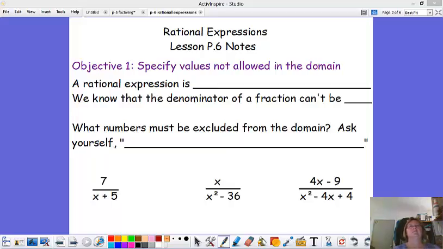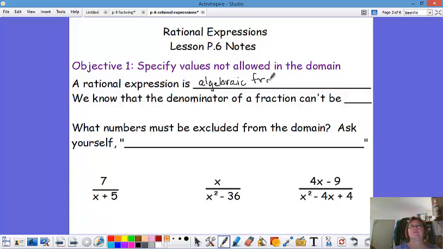Hi. Today's lesson is about rational expressions, and if you'll notice, the word ratio is in rational, and a ratio is a fraction. So a rational expression, a good way to define it is to call it an algebraic fraction, if you will. Algebraic fraction. And there are some things, really lots of things, that we know about fractions.